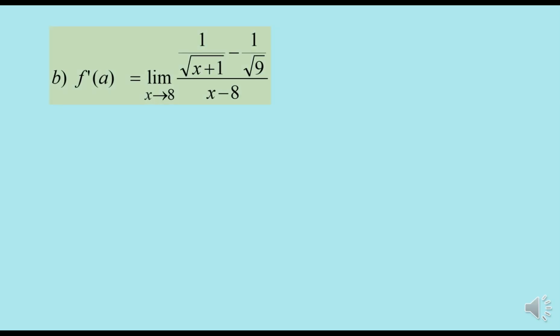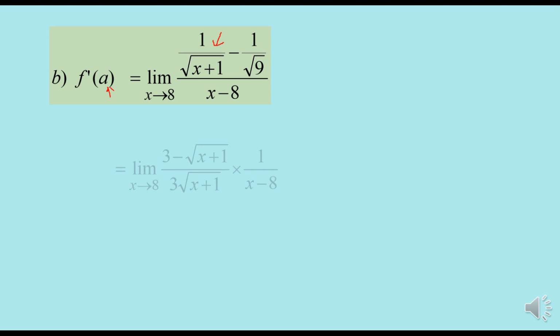What about b? b, f(x) equals 1 over the square root of x plus 1. So what I do here is, when a equals 8, I substitute f(x) by 1 over the square root of x plus 1, minus, I substitute minus 1 over the square root of 9, over x minus a. What is a? a equals 8. Okay, a equals 8.